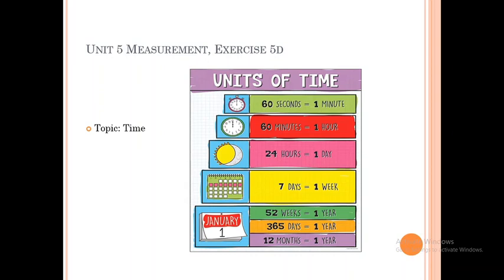So before starting the exercise work, let's have a look at the units of time. 60 seconds equal to 1 minute, 60 minutes equal to 1 hour, and 24 hours equal to 1 day. And you know that 7 days equal to 1 week. Then this is about 1 year: 52 weeks, 365 days and 12 months. All these make 1 year.